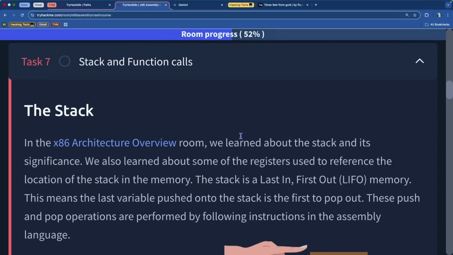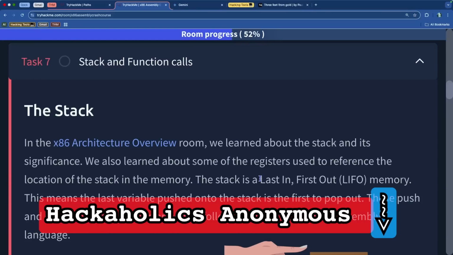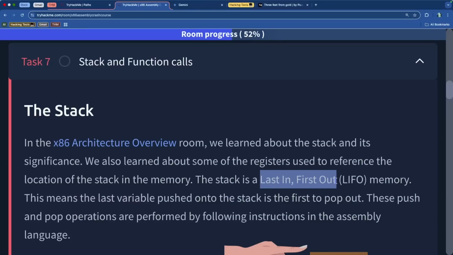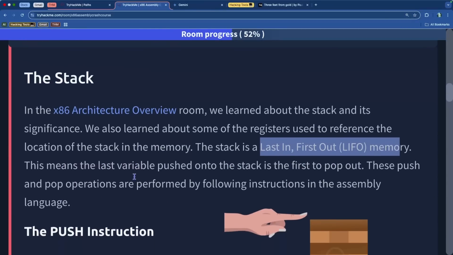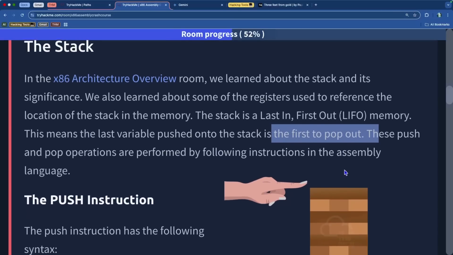All right, so stack and function calls. Now going back to the concept of the stack based on what we talked about in the last video. In the last video, we talked about how important the stack is, and it ends up being the target for a lot of malware to operate in or to manipulate the data that's inside of the stack. We also learned about the registers that are used to reference the location of the stack, as well as the concept of last in, first out memory, which means that the last variable that's pushed onto the stack is the first that will be popped out.